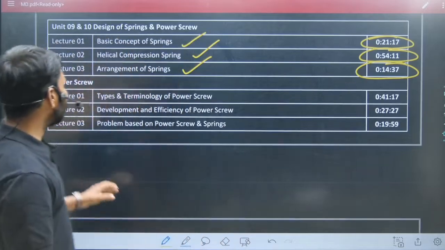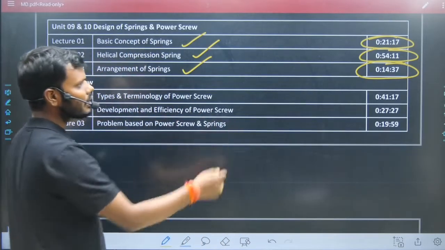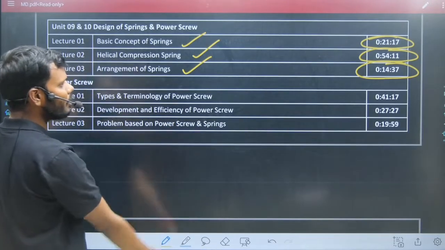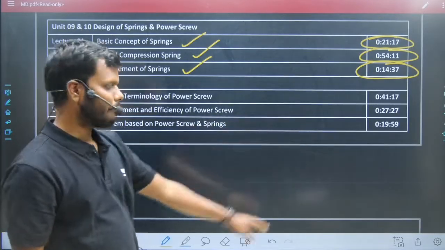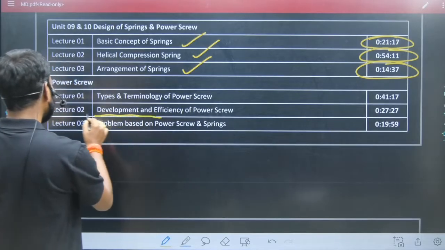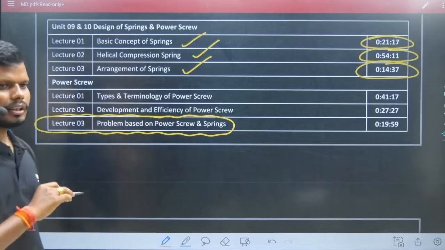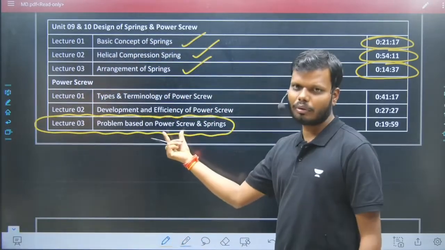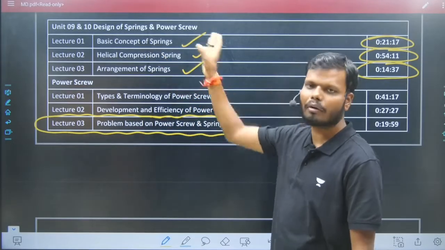Okay, next one is power screw. Types and terminologies of power screw is covered in 41 minutes 17 seconds. Development and efficiency of power screw will be covered in 27 minutes 27 seconds. And next one is problems based on power screw and spring. The last one is lecture 3. In lecture 3, both problems are combined so that you can cover all the numericals related to design of spring and power screw.